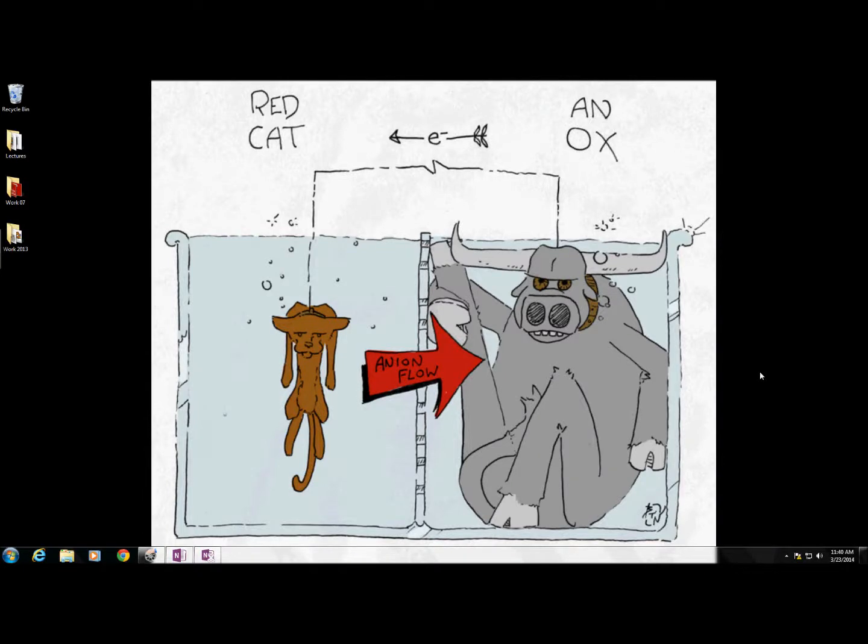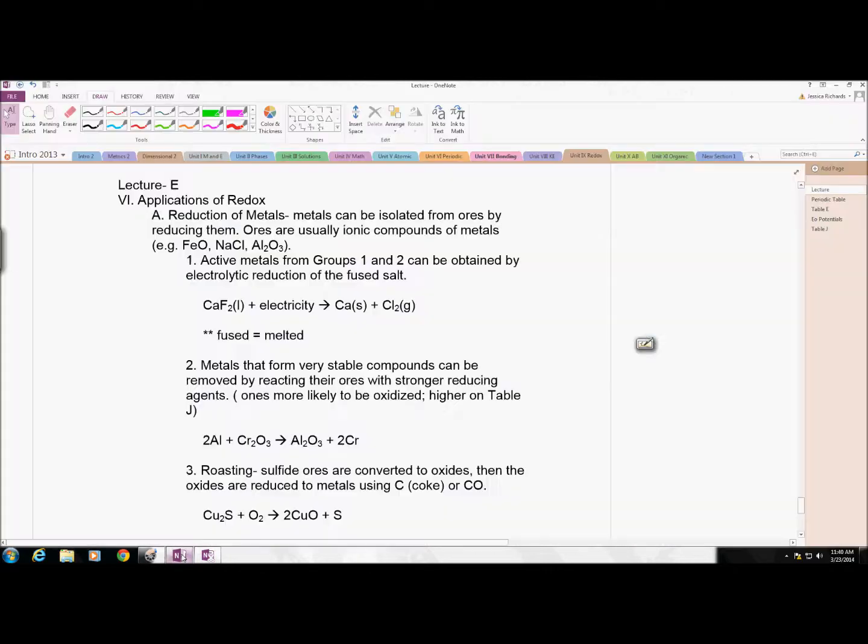Welcome to Unit 9, Lecture E. We're going to talk about industrial applications of redox quickly. One of the biggest uses of redox as far as industry is concerned is in the reduction of metals.